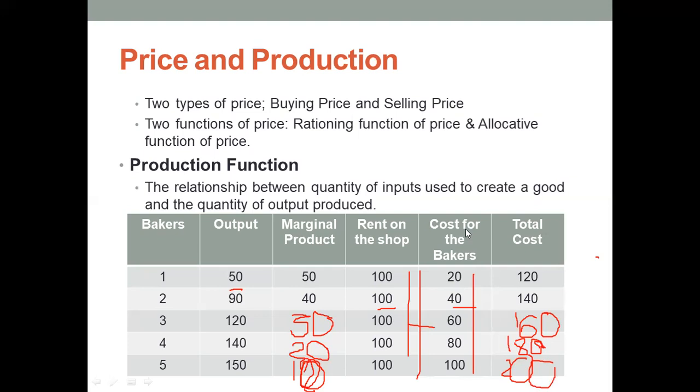Okay? Now, let's talk about function of price. Ano yung purpose or ano yung function of price? So we have two functions, the rationing function of price and the allocative function of price. Alright? So rationing function of price, it refers to the function of price to distribute, okay? Distribute products or services. Okay? So ibig sabihin, si price, pwede mo magamit to distribute the product.